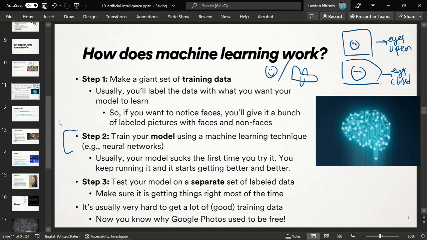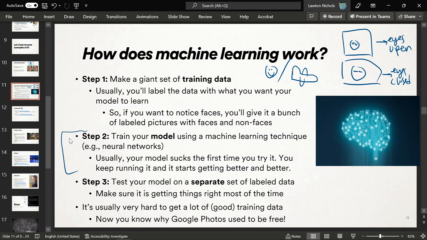Step two is train your model, train your machine learning program using some machine learning technique, something that's able to take the training data and learn from it. One way to do it is called a neural network, which models a human brain or an animal brain in software. We'll talk about that. You have to keep having it train itself on that data. Usually your model is horrible the first time you run it. It has random values and gives random output. You have to keep running it and having it correct itself. For each technique, there's a way of having it correct itself and learn a little bit better each time. It's very generic. That's as deep as I can go in this class.